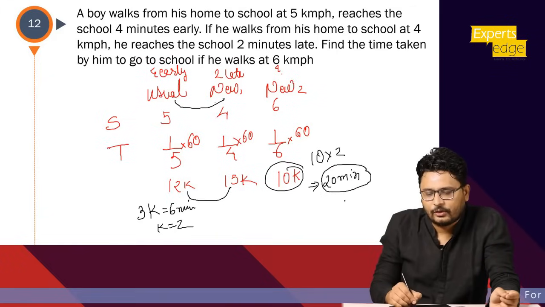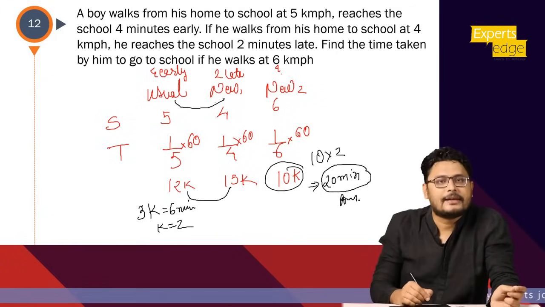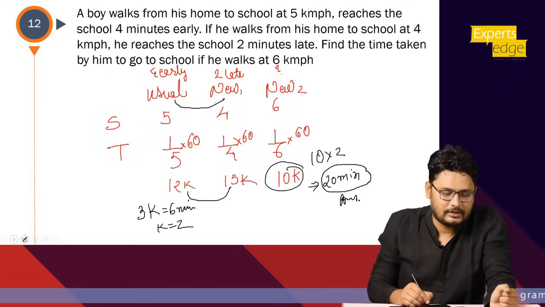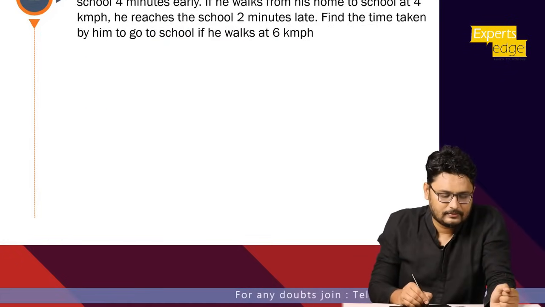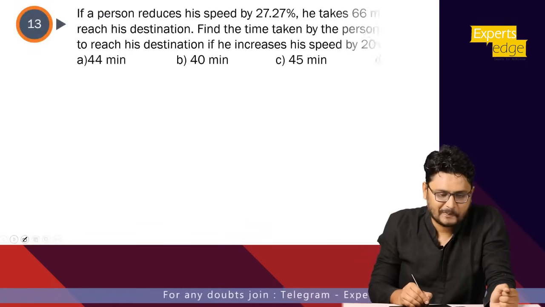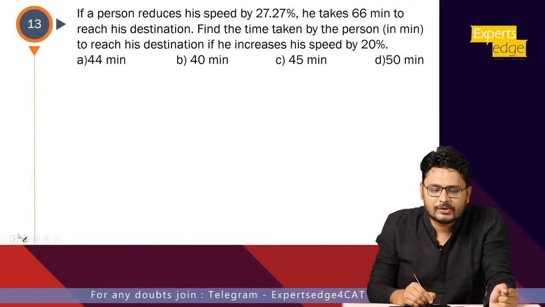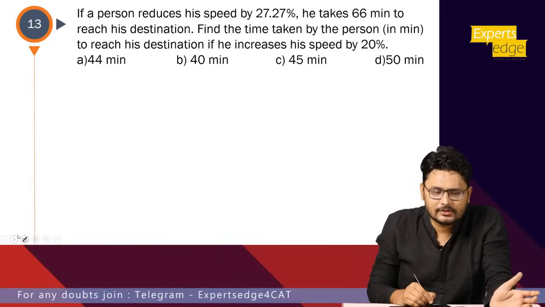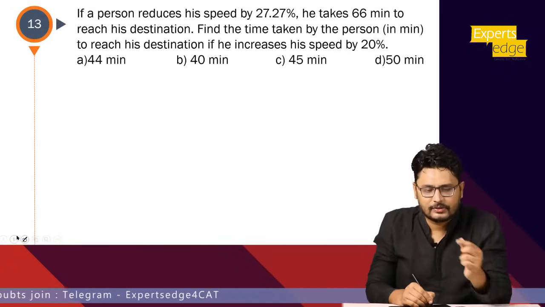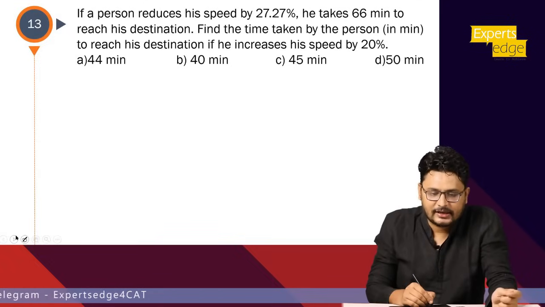Okay. So I hope this question is clear. Let's take another question on this. Now, a person reduces his speed by 27.27%. He takes 66 minutes to reach the destination. Find the time taken by the person.